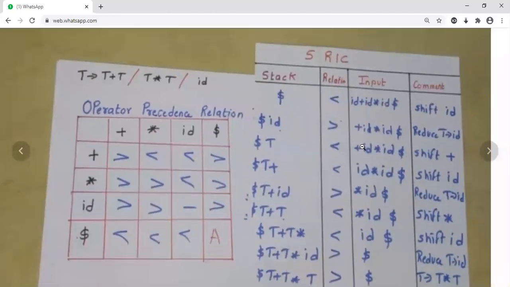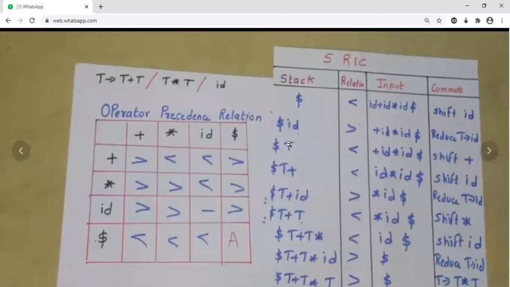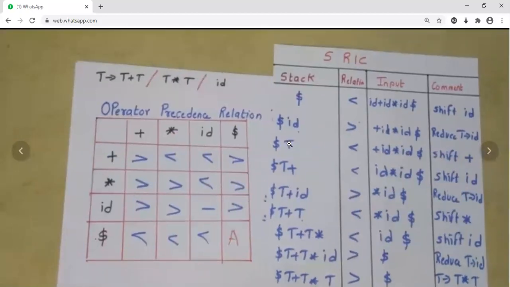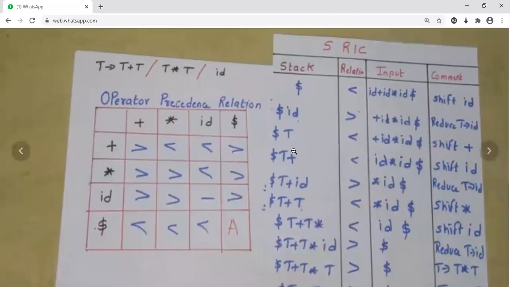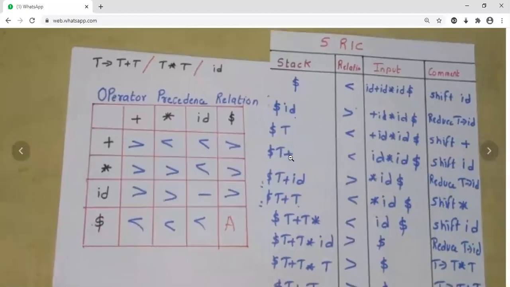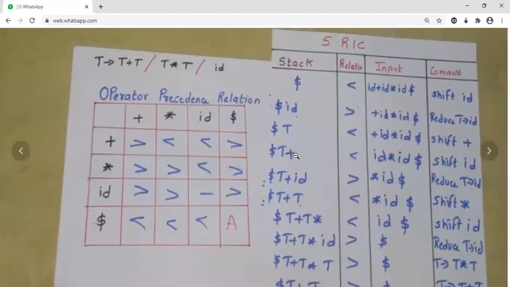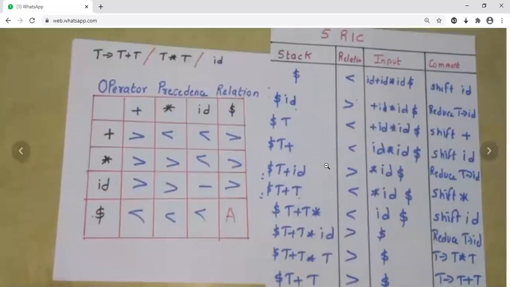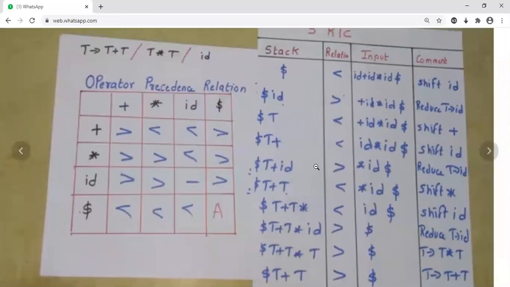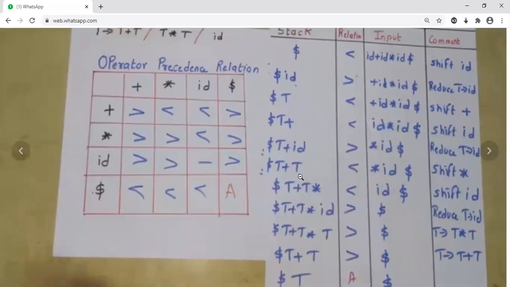So in between plus and dollar, plus having higher precedence, we can't compare it with T. We only compare with the terminal part. So plus will compare with dollar, and because of that higher precedence, we shift this plus over here at the top of the stack, and then you compare plus and ID. So ID having higher precedence, we put this over here at the top of the stack, and finally this ID and star. So ID having higher precedence, we reduce T derives ID with T like that.